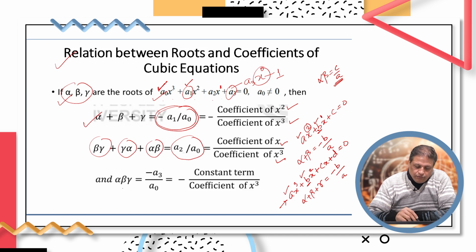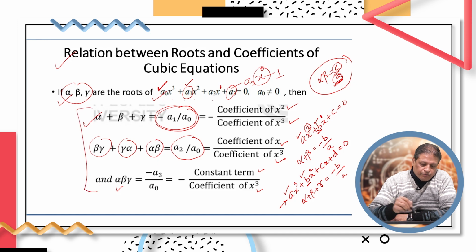And alpha beta gamma turns out to be the constant term upon the coefficient of x cube, which was over here alpha beta, constant term and coefficient of x square. So, minus is also there. So, you are supposed to just remember these formulas, that is alpha plus beta plus gamma is minus of a1 upon a naught, and again you can say that first a1 is there, then a2 is there, then a3 is there, and the sign is changing, minus is there, then plus is there, then minus is there.